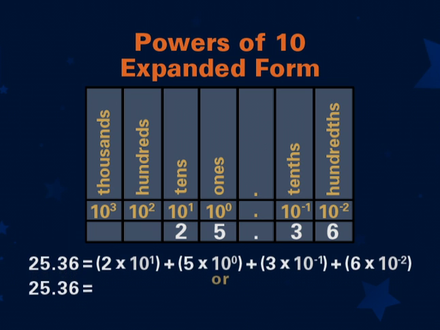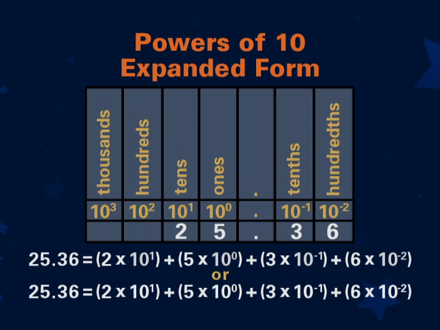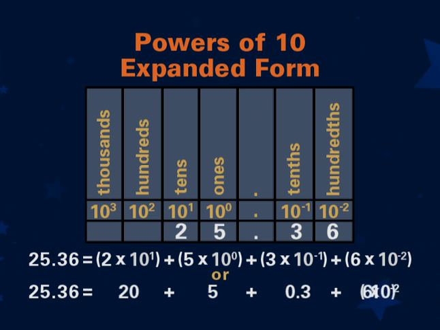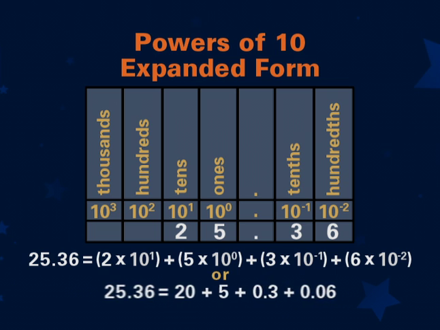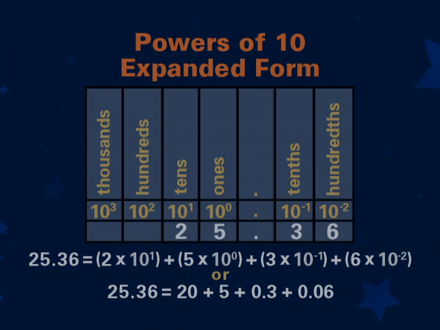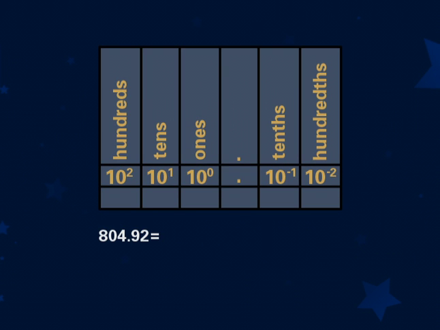I get it. Each digit is multiplied by its place value or its power of 10. And if I take the sum of all the products, I get the number in standard form. What is 804 and 92 hundredths in expanded form? I just put the numbers into a place value chart and read from the chart.